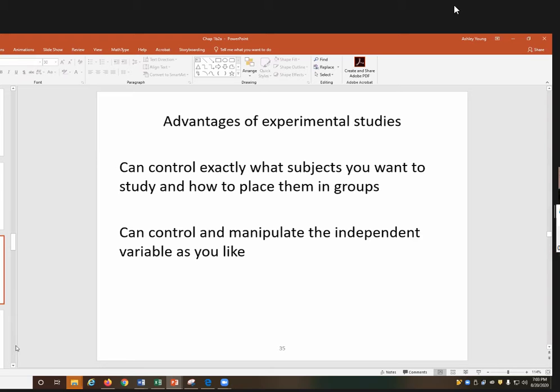If it was an experimental study, can you control exactly what subjects you want to study and how to place them? Can you control and manipulate the independent variable? Great. Yep. So in an experiment, you can control the independent variable, which means you can draw conclusions from it and say that one thing causes another thing.